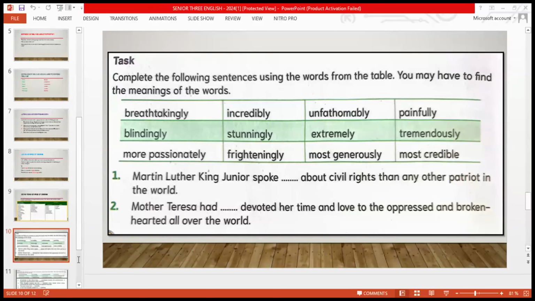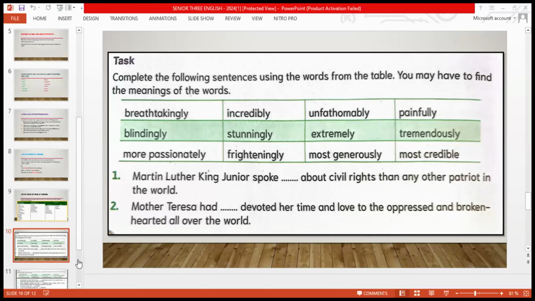Yes, it's correct because we have the two subjects in the sentence. Which are? So that means you're supposed to use more. Okay, thank you so much. So Martin Luther King Jr. is compared to any other patriot in the world. So it's him against any other patriot in the world. And the mere fact that we have than calls for more passionately than. That is why we get more passionately for number one. Okay, number two, thank you so much, my dear. What's your name? I'm called Stallone. Okay, thank you, Stallone.